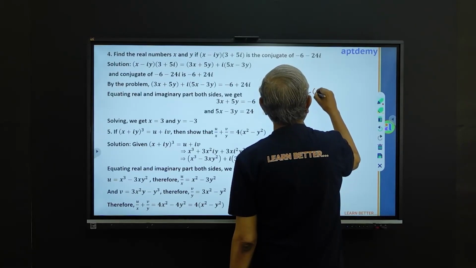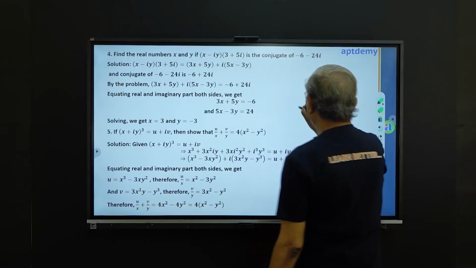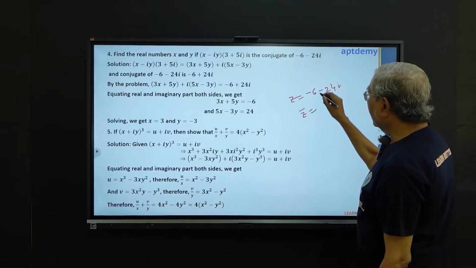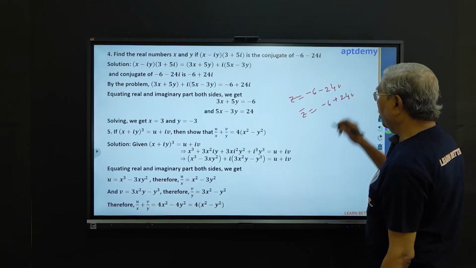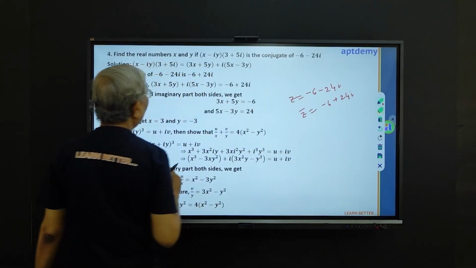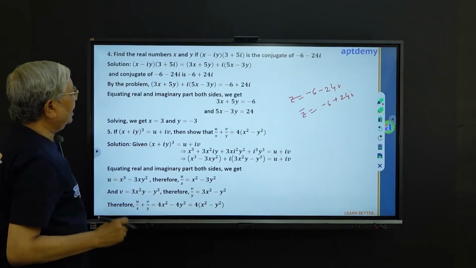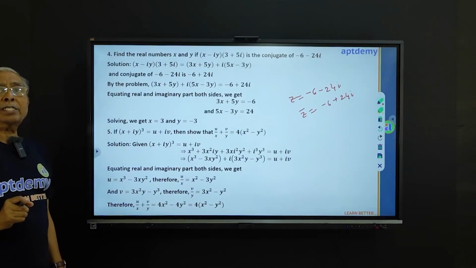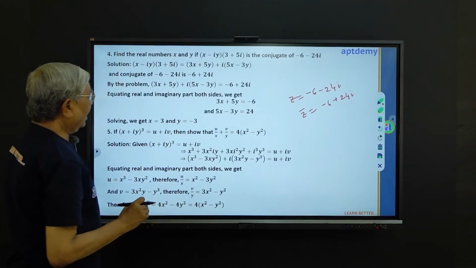Suppose we have a complex number. What is the conjugate of this? If you have the complex number z equal to this, as we have just discussed, the sign of the imaginary part will change. So this is the conjugate of this complex number. Now, the conjugate of this complex number is minus 6 plus 24i, and here you multiply both sides and take the real part and imaginary part separately. Now we equate both sides, real and imaginary part, that will give two equations.